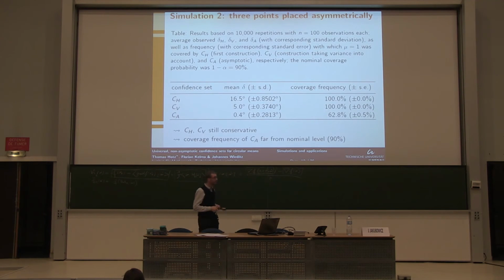Well, the asymptotic confidence region only covers with roughly 60%. So we're aiming for 90%, but if you use the asymptotic construction, you just get 60% out, which is horribly bad. It means the guarantee is not very good. The construction that we have guarantees coverage, and it's very conservative. You get 100% coverage, essentially. But the opening angle is plus minus 5 degrees, so it's still quite reasonable. Whereas if you don't take the variance into account, it's just too large.